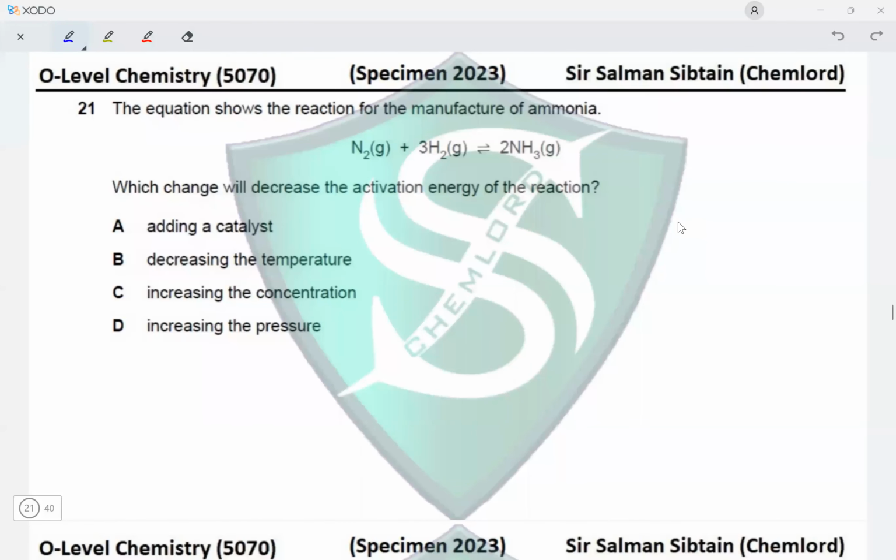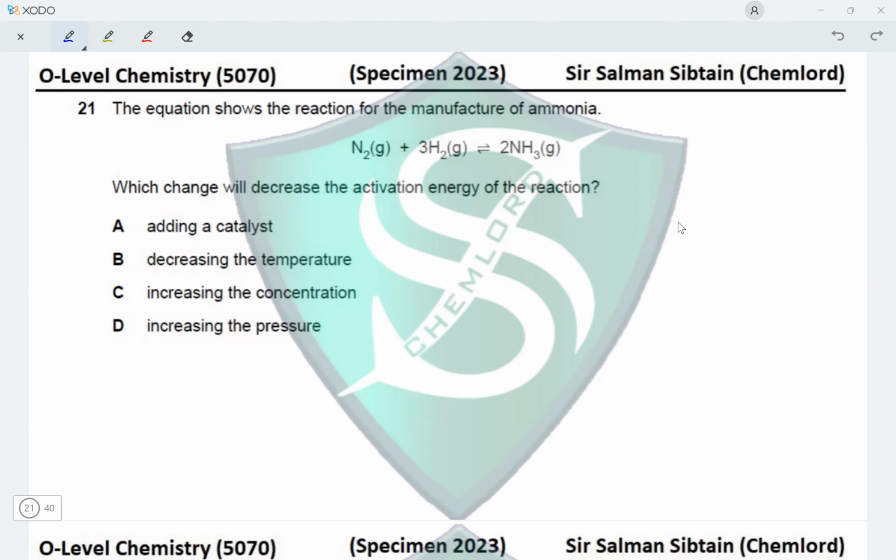Hi guys, this is O-level chemistry, paper 1, specimen 2023, question 21. The equation shows a reaction for the manufacture of ammonia. N2 gas plus 3H2 gas gives 2NH3 gas. This is the Haber's process. Which change will decrease the activation energy of this reaction?